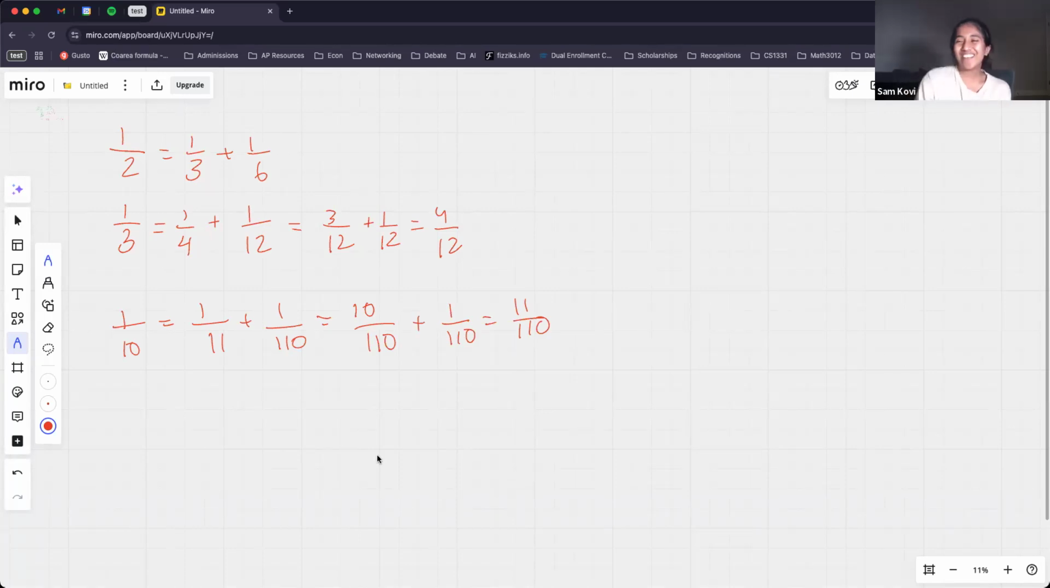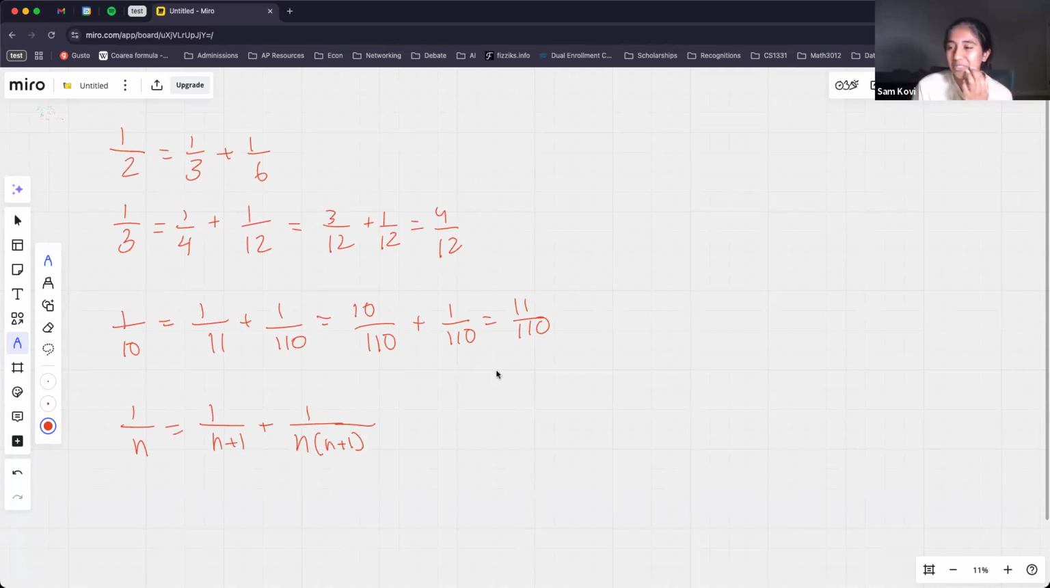And you must be wondering, how did she figure out these two random fractions that added together? Well, the trick is I have a formula for it. If I have a unit fraction 1/n, I can write this as a sum: 1/(n+1) plus 1/(n times (n+1)). And you must be wondering, where did this come from? Why is this even here? So let's talk about it.